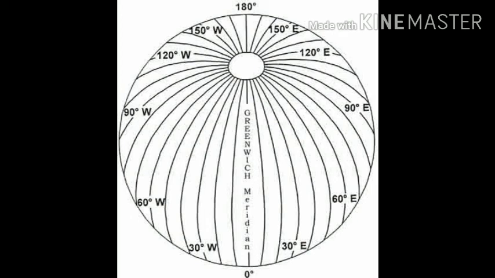In this figure, the meridians in eastern hemisphere are labeled as 30 degree E, 60 degree E, 90 degree E, 120 degree E, and 150 degree E. Similarly, the meridians in western hemisphere are labeled as 30 degree W, 60 degree W, 90 degree W, 120 degree W, and 150 degree W. So, the alphabets E and W are used for indicating the angular distance of these meridians in eastern and western hemisphere respectively.